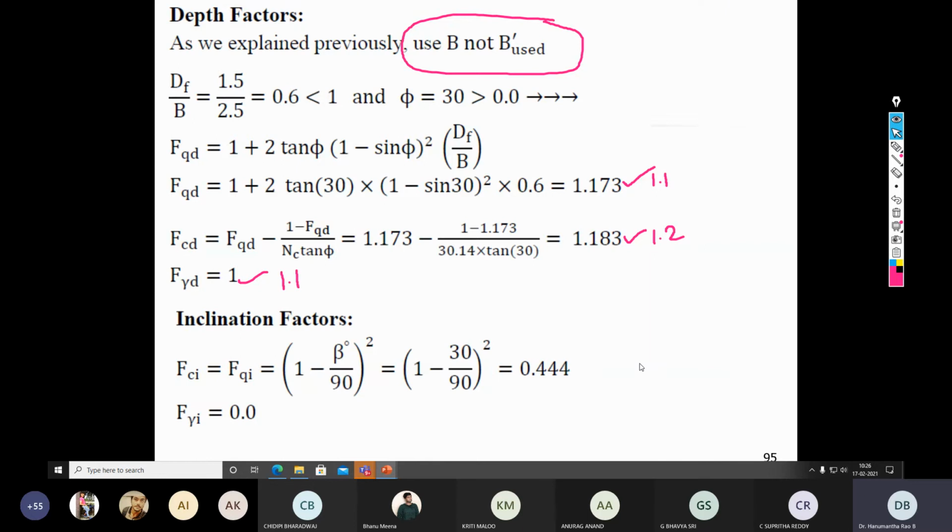Then these are the values of inclination factors. FCI and FQI is (1 minus beta by 90) square. This is 0.444. F gamma I is 0 because it is 1 minus beta by phi. So 30 by 30, so it will become 0.